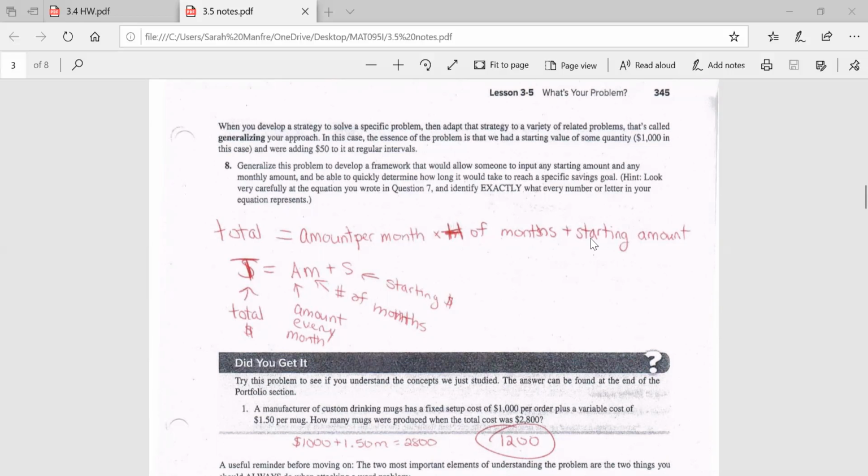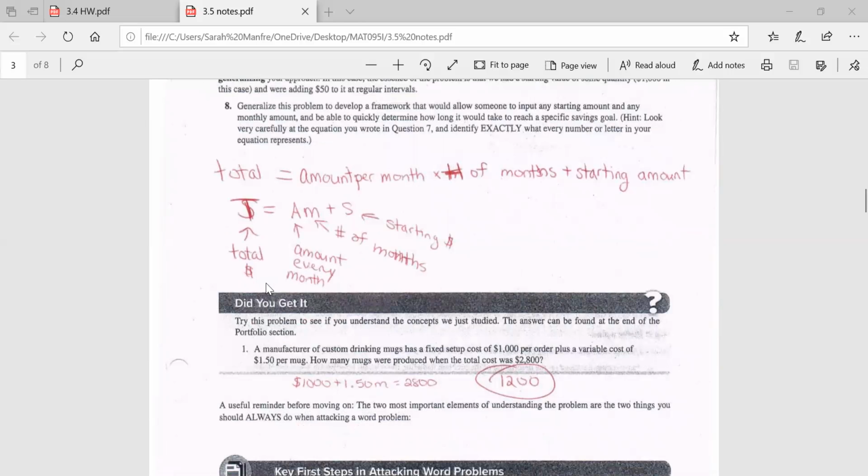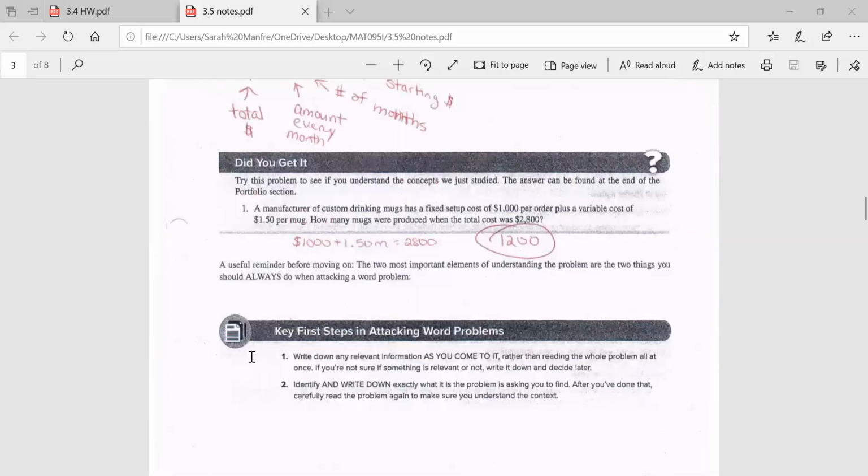Okay, and then I just put random variables. You can come up with any variables you want. Just make sure you identify what they are. So T stands for total is equal to A, amount every month, times M, number of months, plus S, starting money. Okay, so this will be an equation that you can always use when you're given this type of situation. And then I did the, did you get it? Just so you can see another example of problems.